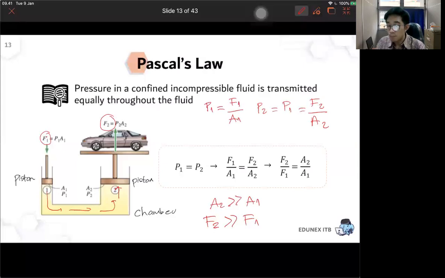The pressure is the same at point one and point two, but since you are using a higher surface area at point two, you will have a higher force at point two. This is the principle we call hukum Pascal, Pascal's law, and it's applied in the hydraulic pump. Any question?